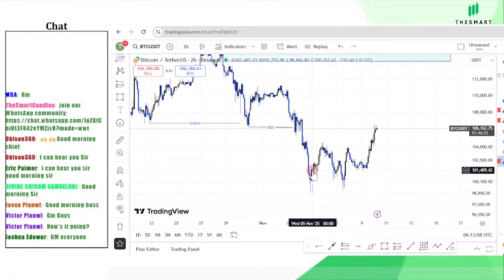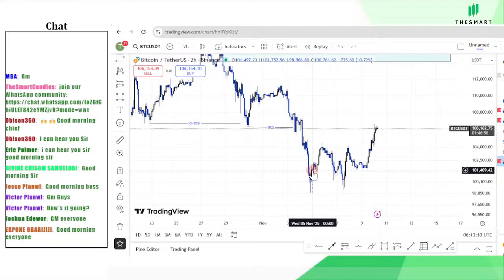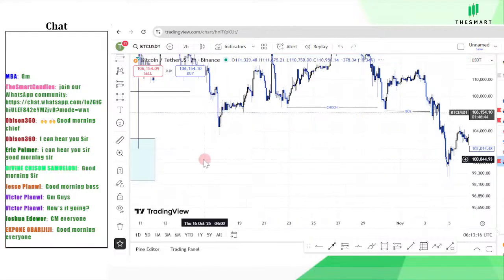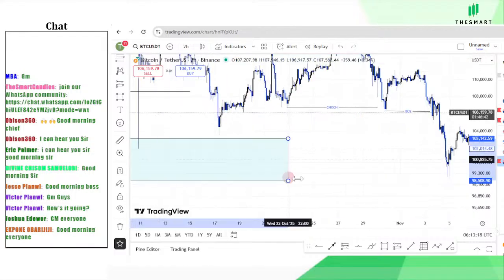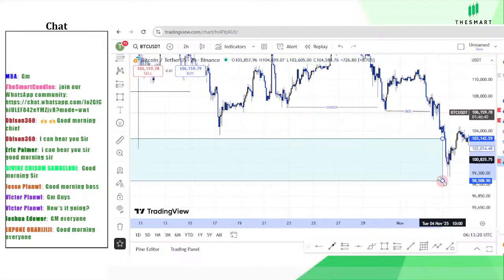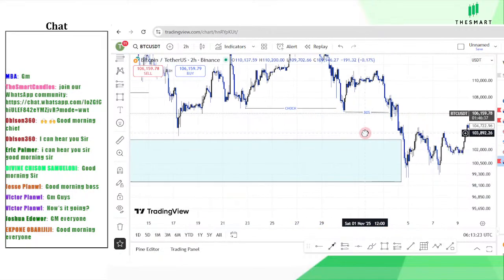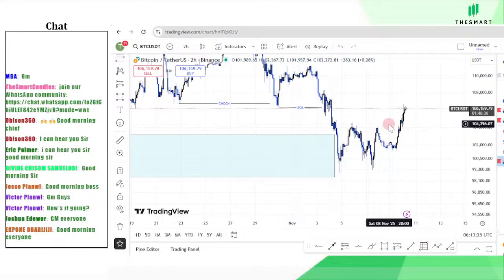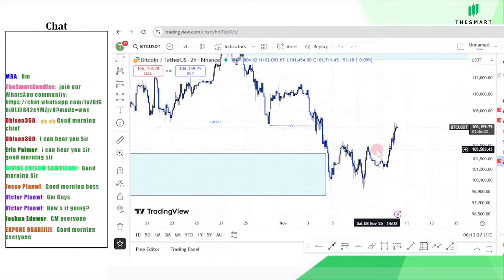Don't forget, if maybe you just joined, go back to check where we started from. Price is reacting from a zone. Okay, let me just put that here. Alright, so that was the weekly and daily zone the price is reacting to. So here we're on the 2 hours.